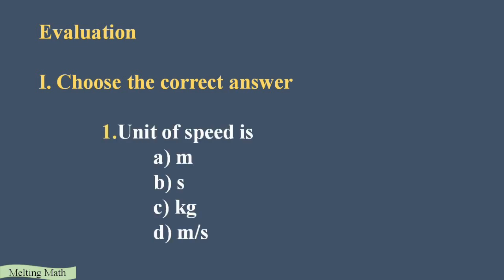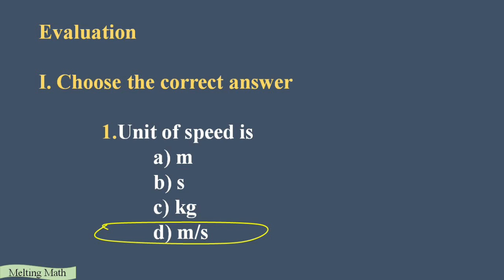Choose the correct answer. First one, unit of speed. Option A, meter. Meter is a unit of length, so it's wrong. Option B, second. It's a unit of time, so it's also wrong. Option C, kilogram. It's a unit of mass, so this is also wrong. Option D, meter per second. This is the correct answer. So the unit of speed is meter per second. We already discussed it in the previous video also. If you didn't watch, please watch the previous video.